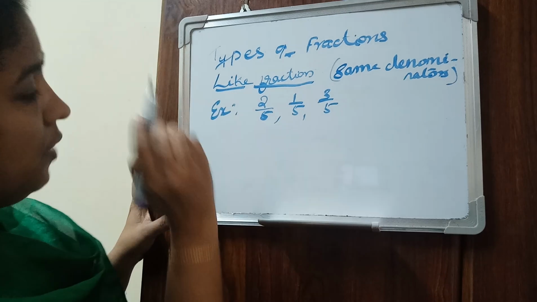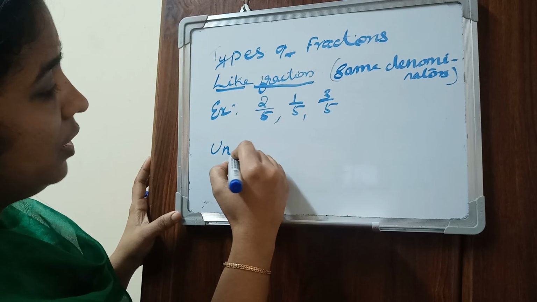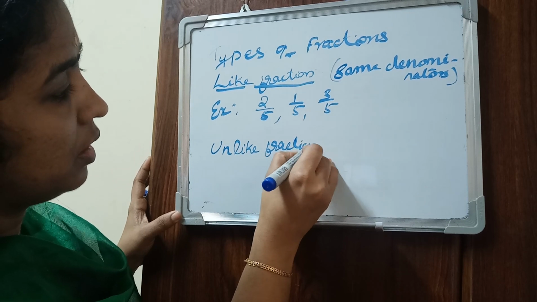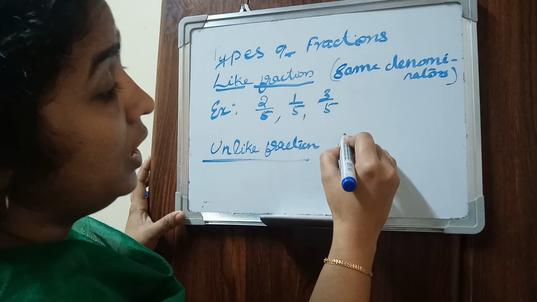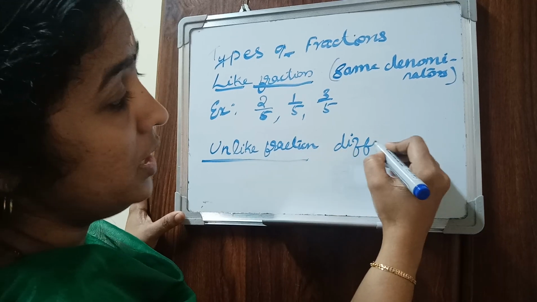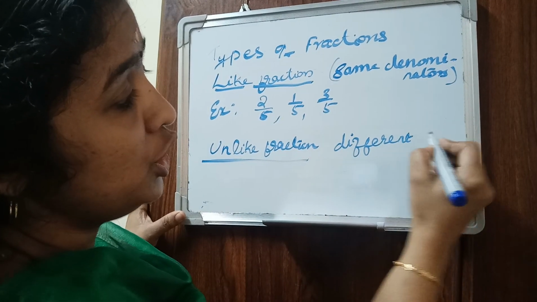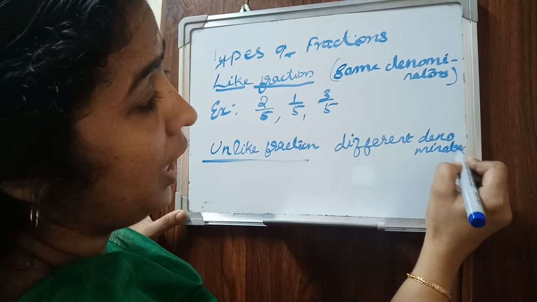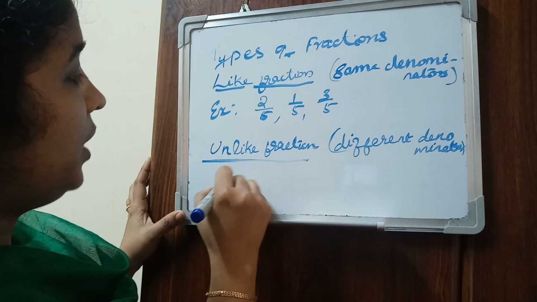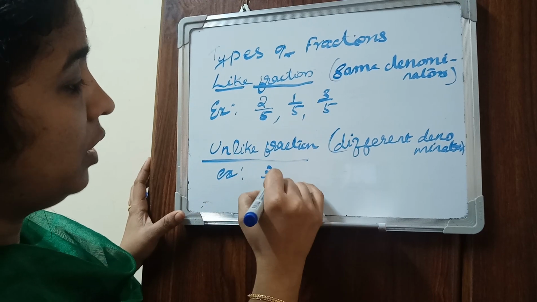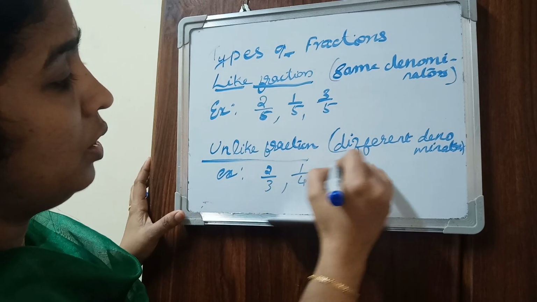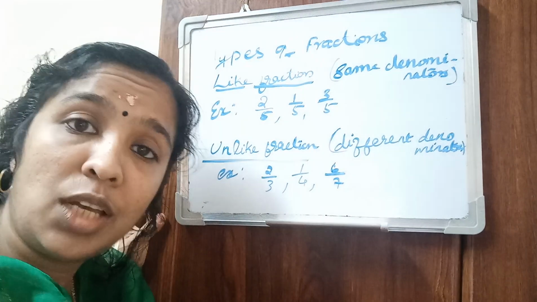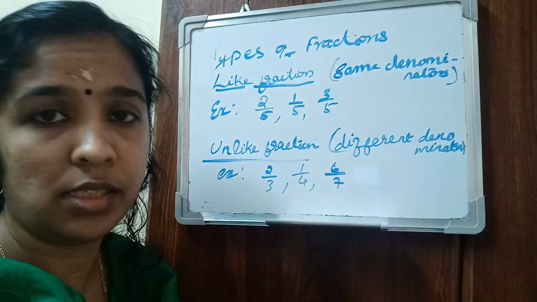Another type of fraction: one is like fraction, then another, the reverse of that, is unlike fraction. When there are different denominators, they are called unlike fractions. What will be the example? 2 by 3, 1 by 4, then 6 by 7. All these are examples of unlike fractions.